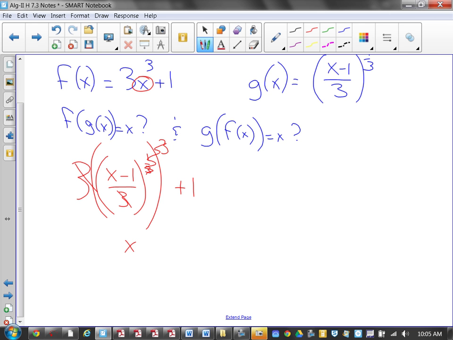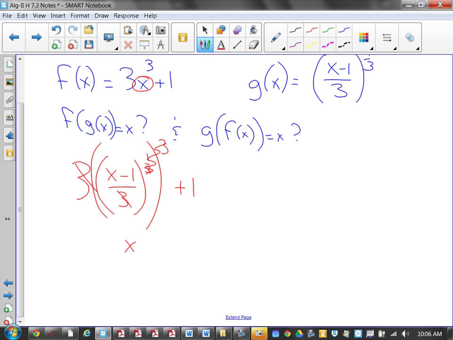Which 3s? The ones up front? Because this is 3 times this over 3, so it's 3 divided by 3. You can do that because it's multiplying straight through. Each one of those is its own term. X minus 1 is a term.